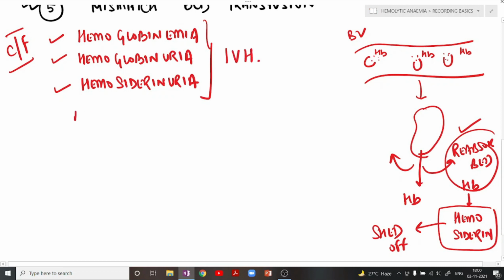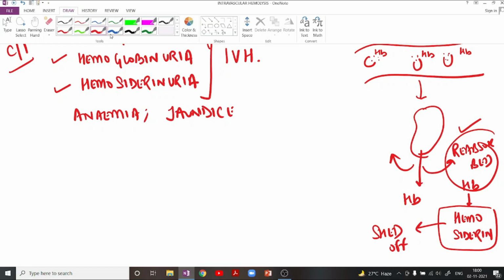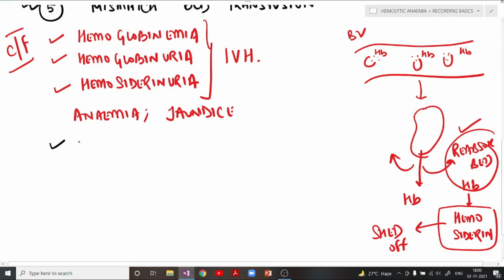Along with that, certain non-specific features will be there, like anemia and jaundice. These are very non-specific features which are present in any type of hemolytic anemia. But one very important aspect that we have to keep in mind is that there is no splenomegaly. No splenomegaly is seen in case of IVH.